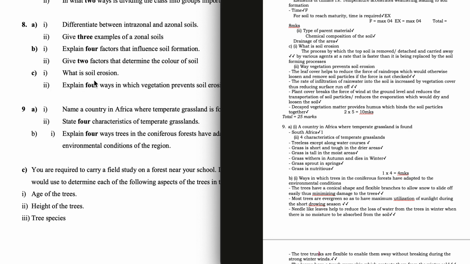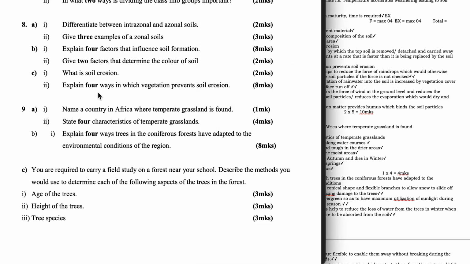Question 8C. What is soil erosion? The process by which the topsoil is removed or carried away by various agents at a rate that is faster than it being replaced by the soil forming process. Explain 4 ways in which vegetation prevents soil erosion.